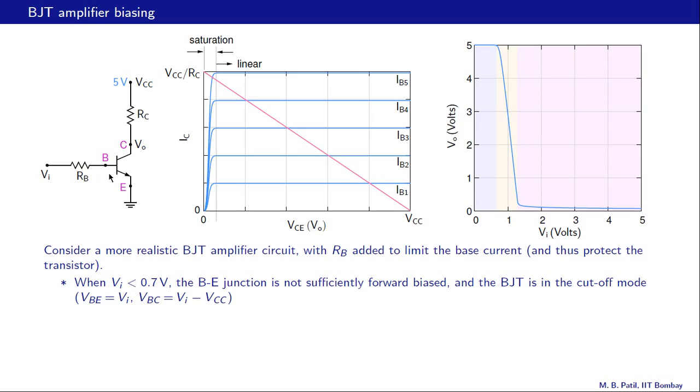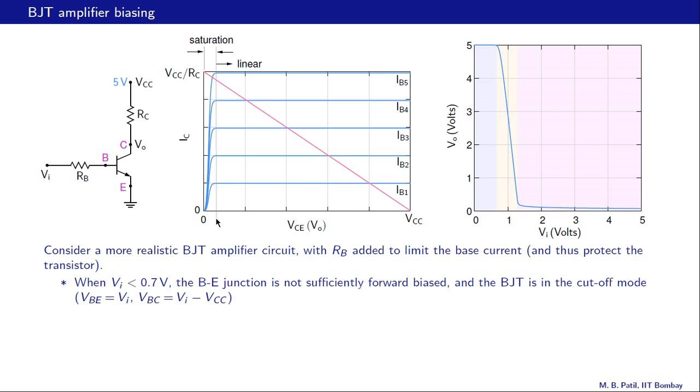If the diode is off, the transistor is in the cutoff region as mentioned here, and therefore there is no collector current. VO gets pulled up to VCC. So VBE is then the same as Vi, which is not yet 0.7 volts, and VBC is Vi minus VCC, and that definitely is a reverse bias.